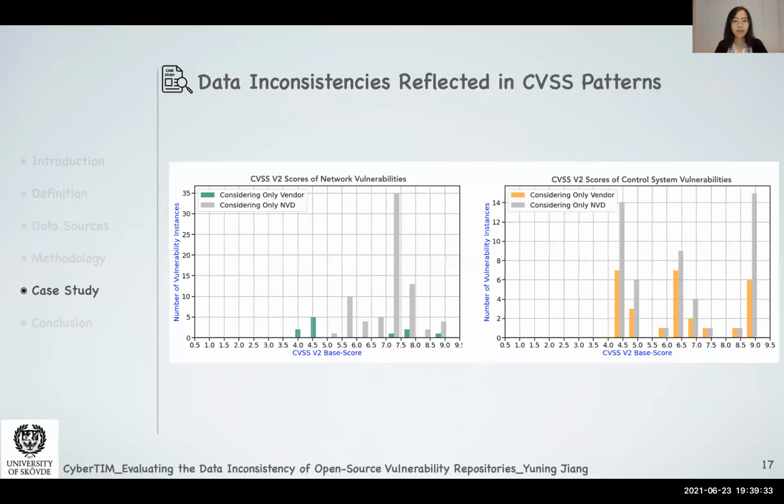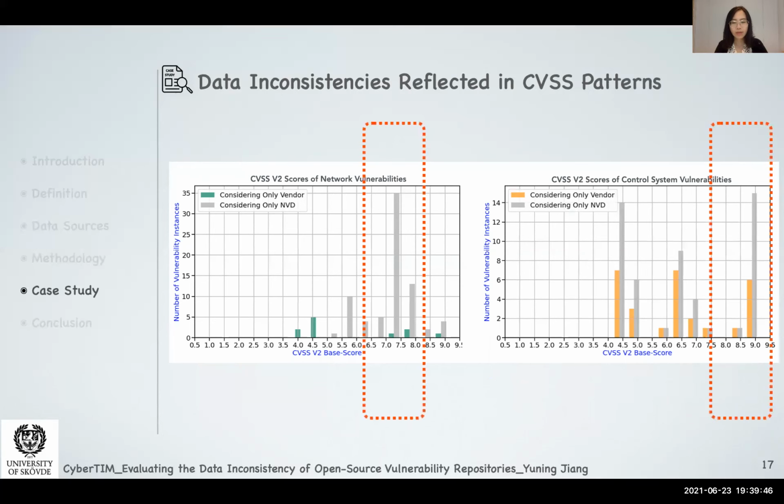We examined the CVSS version 2 base scores of our investigated systems. Vulnerabilities from NVD entries contribute more instances with higher severity scores, meaning equal or larger than 7. This is especially true for network and control system related vulnerability instances.